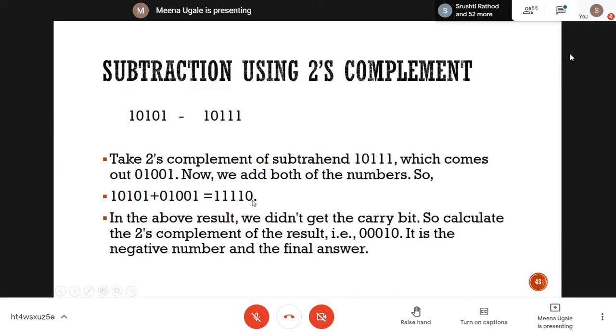After two's complement, you will get some answer like this, 00010. This is your final answer. Only thing is that this is a negative number. So when carry is generated, discard the carry and the remaining answer is a positive number. But when you are not getting any carry after two's complement addition, then it indicates that this is a negative number.